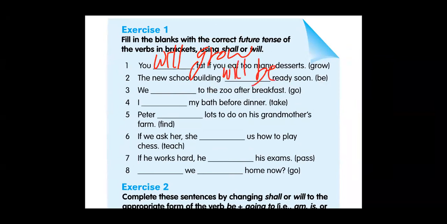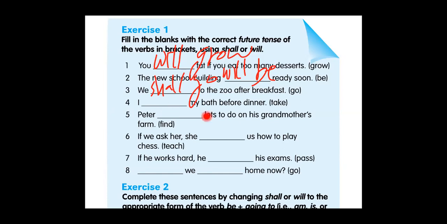Next one. We dash to the zoo after breakfast. Go. We shall go or we will go. Both are correct. We will go, also we can write we shall go. Both are correct.